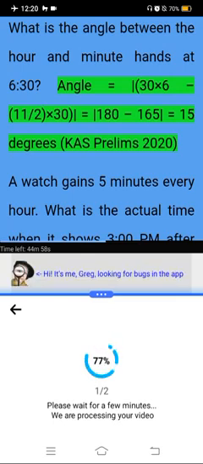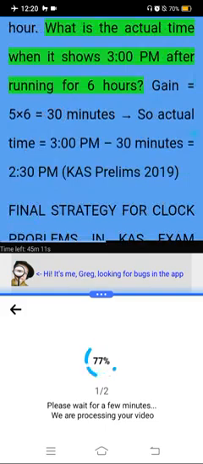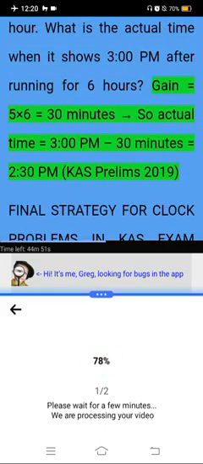CAS Prelims 2020. A watch gains 5 minutes every hour. What is the actual time when it shows 3 p.m. after running for 6 hours? Gain equals 5 times 6 equals 30 minutes. So actual time equals 3 p.m. minus 30 minutes equals 2:30 p.m.